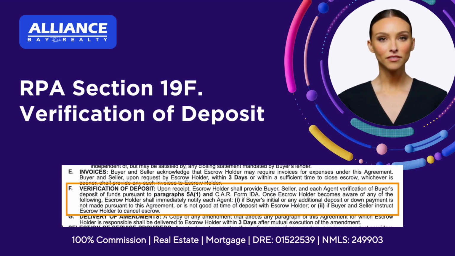Section 19F. Verification of deposit. 1. When escrow receives buyer's initial or increased earnest money deposit, escrow will let the appropriate agents know that the deposit has been received and confirm whether it was by check, wire, or other form. 2. If escrow becomes aware that buyer's deposit bounced or was never made, escrow notifies the agents.